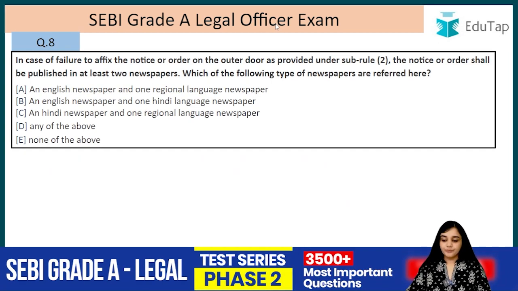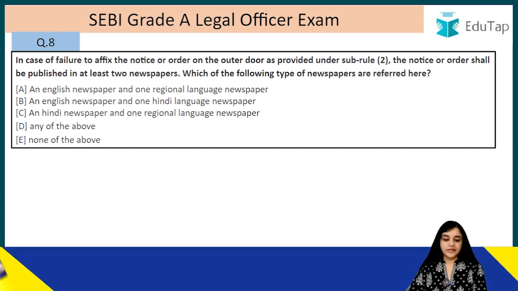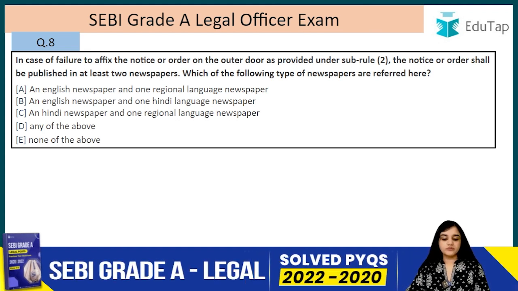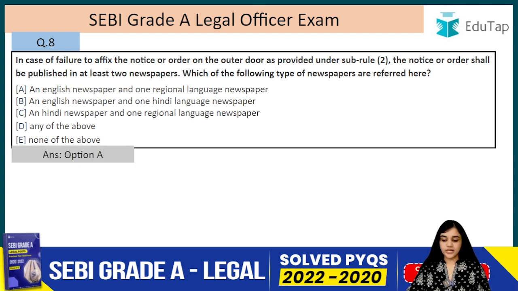Question number 8. In case of failure to affix the notice or order on the outer door as provided in sub-rule 2, the notice or the order shall be published in at least two newspapers. Which of the following type of newspapers are referred here? This also we have done. So the answer is A, that is an English newspaper and one regional language newspaper.